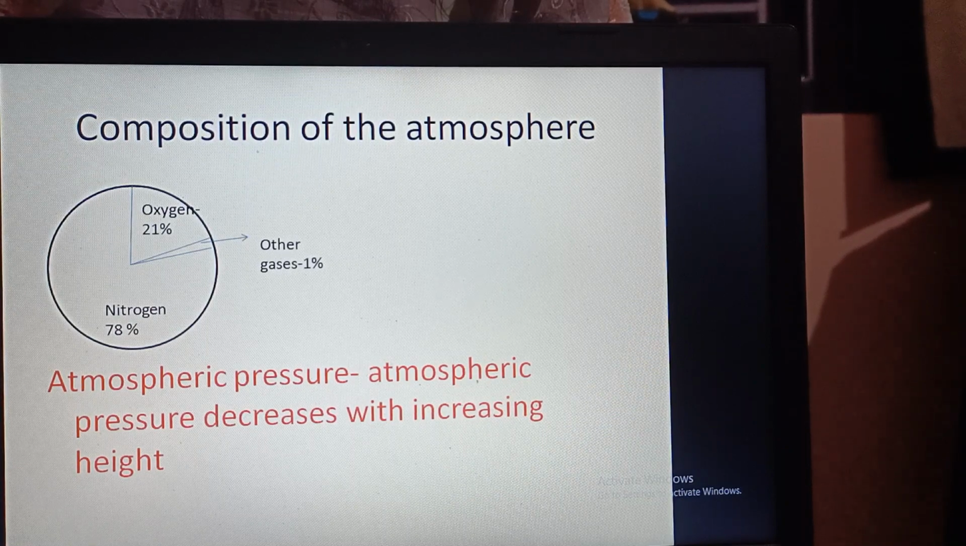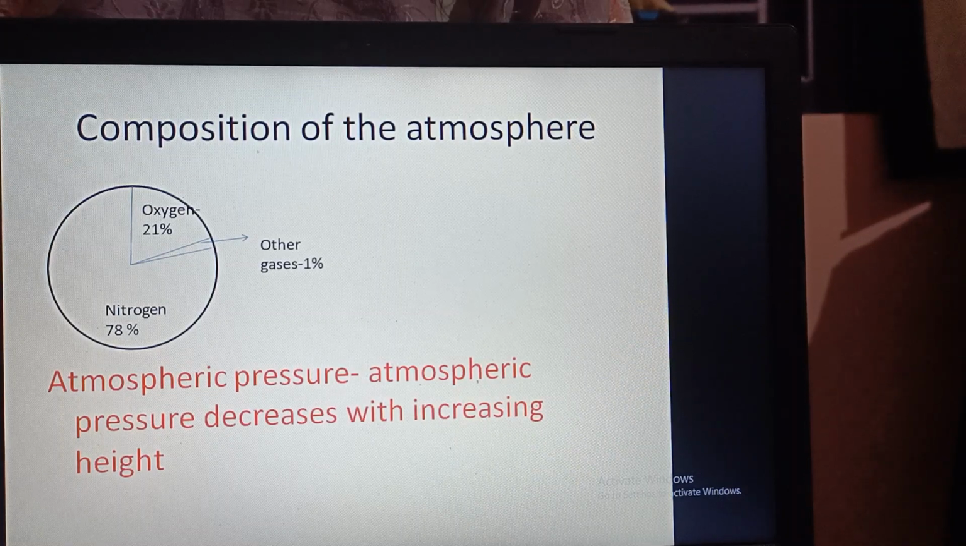Next is atmospheric pressure. Atmospheric pressure generally decreases with increasing height. It varies from place to place and with height. The air near the Earth's surface is denser, so the air pressure is also more. Now, if you climb higher, climbing a mountain, what will happen? The air will start getting thinner, and due to that, the pressure will also decrease.